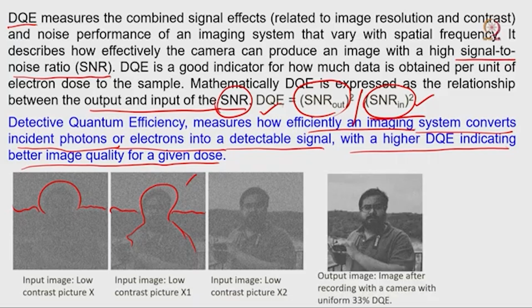You can consider that this is my own image, which I took and then showed at a different noise level, to show you what kind of differences you can see. In the same image, if the signal is not good and there is too much noise, the image will be equivalent to this particular image. But if the signal is good, you can figure out that, okay, definitely this is a human being, and this is the background. Here is the output image, the image after recording with a camera with a uniform 33% DQE.